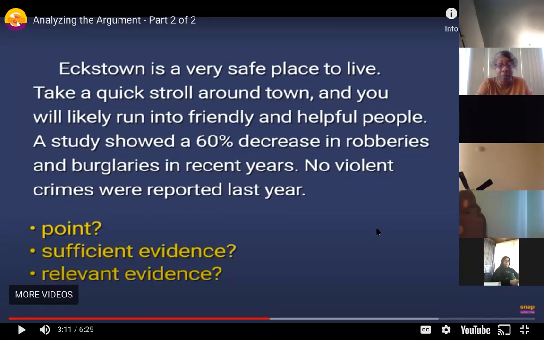When you are reading, you want to make sure that your evidence is relevant to the main point. If it's not relevant, like the library, then it is irrelevant, not relevant to what they're talking about.